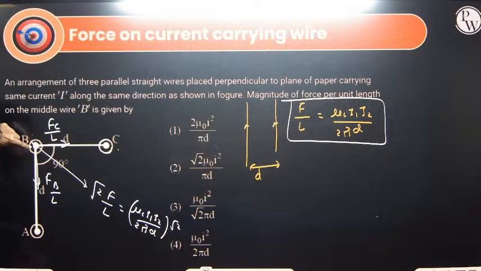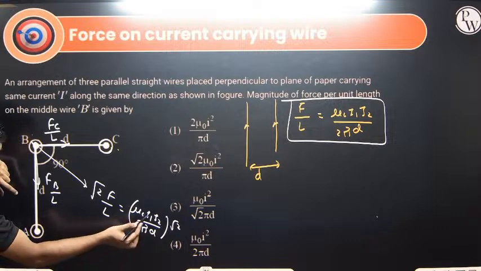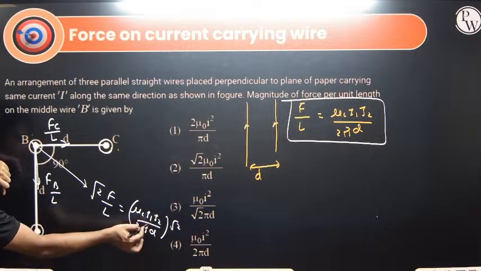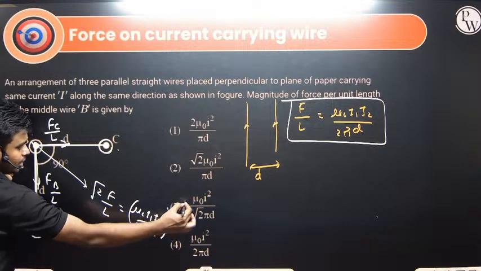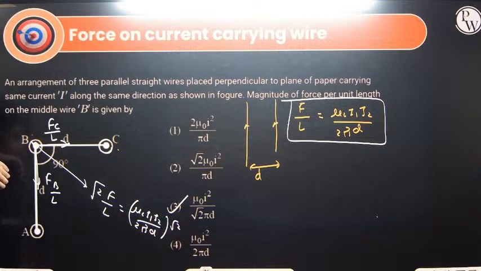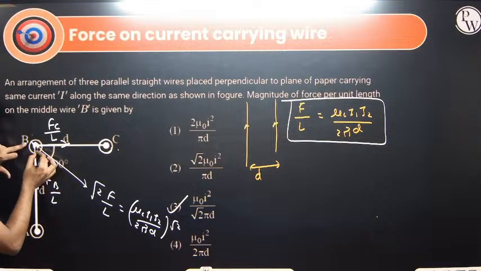So this will be root 2 times this. The answer will be I1, I2 is also the same. So this is root 2 by 2. So this is mu naught I square divided by root 2. This will be the correct answer over here. Clear? So this is the net force that is acting because of this, toward this side.